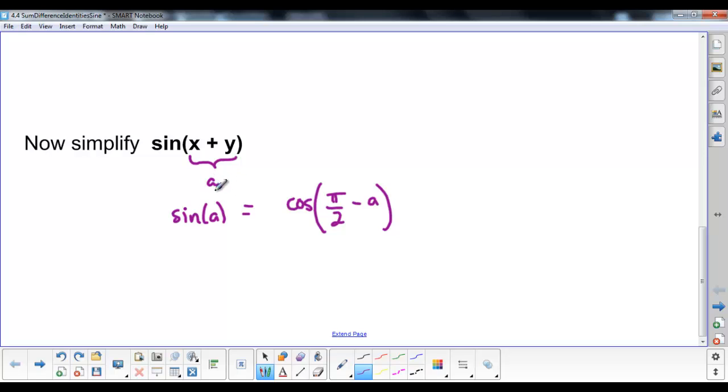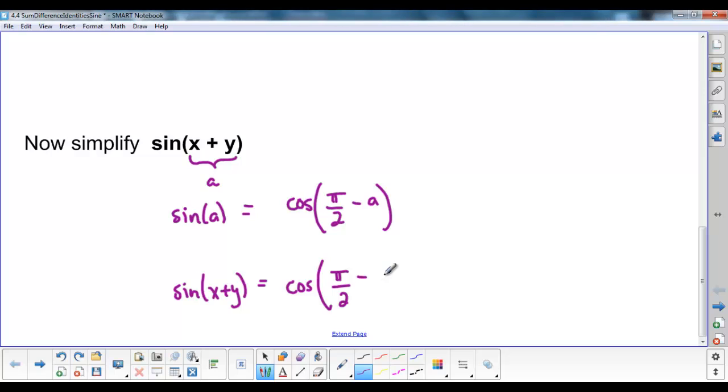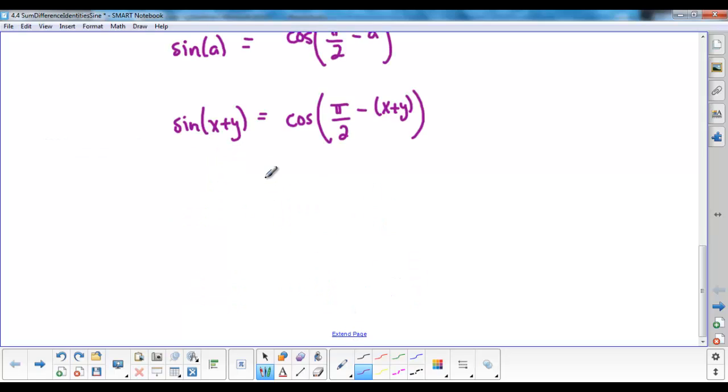Okay, so for now, let's take that a and replace it with what we're actually trying to find, which is sine of x plus y. Well, that would tell us that it's equal to cos of pi by 2 minus x plus y. And what we can do now is use a little bit of distribution, and this actually becomes pi by 2 minus x minus y.